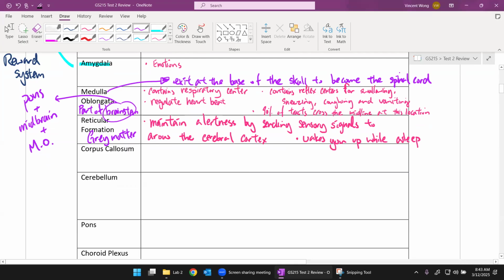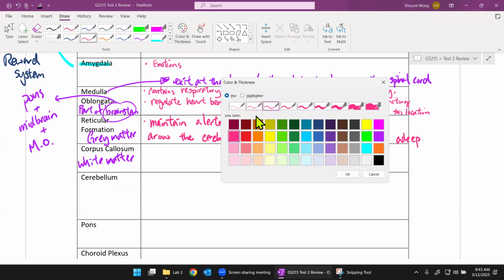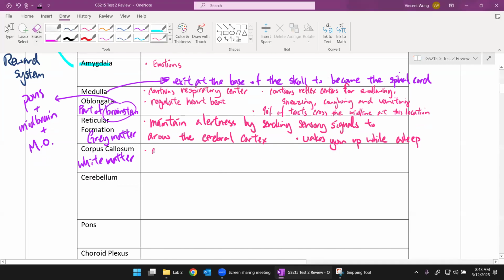Next, we have the corpus callosum. Corpus callosum is white matter, and the main function of the corpus callosum is to enable communication between the hemispheres. If the left side of the brain wants to communicate with the right side of the brain, it needs to go through the corpus callosum.